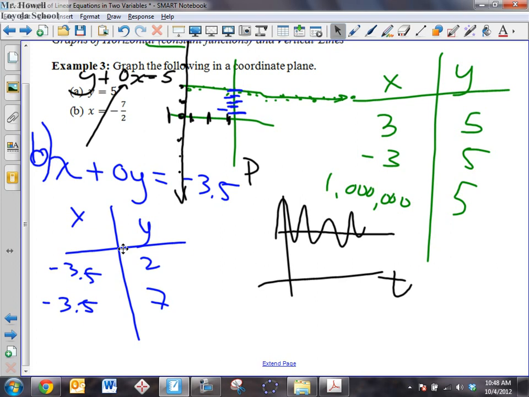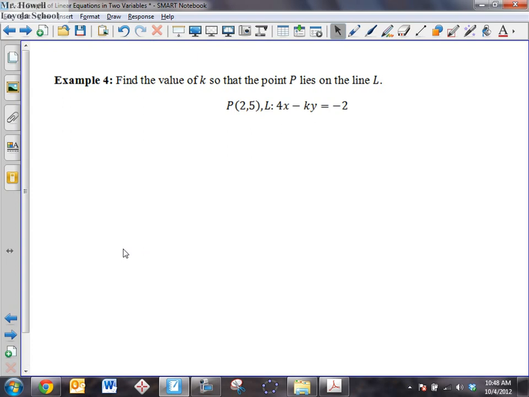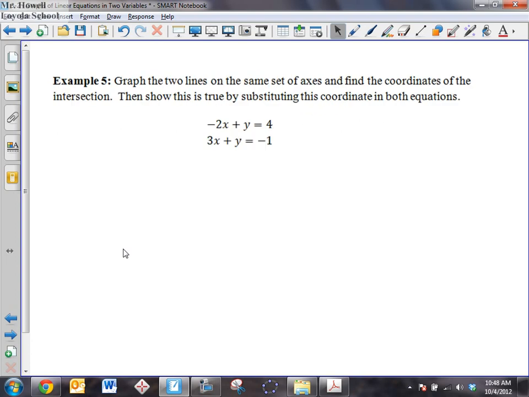Tonight, here's what I want you to do. I want you to look at examples 4 and 5 in the notes. This example tells you that the point P lies on the line. So it tells you that 2 and 5 are points. If it lies on the line, we just take the 2 there and the 5 there, and we can solve for k. So look at example 4 and look at example 5. For example 5, use graph paper. You're going to graph these two lines in any way you want, intersect or plot by points, and find the intersection.